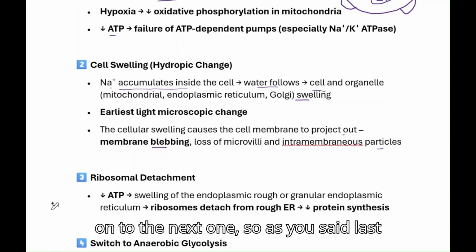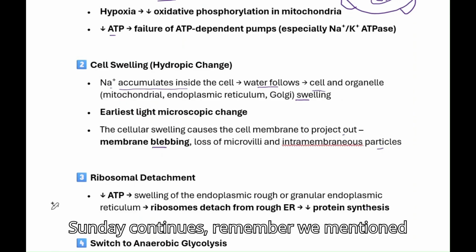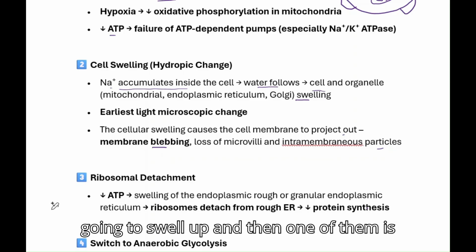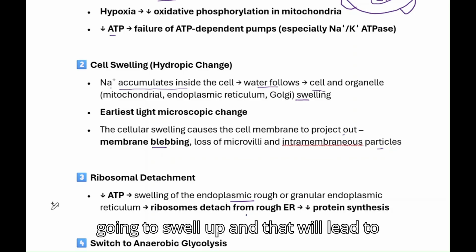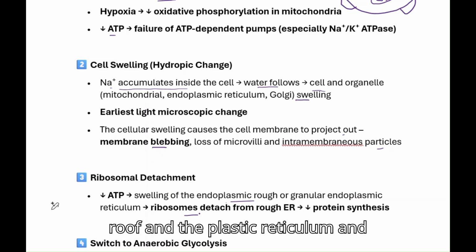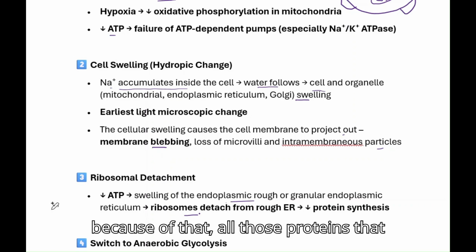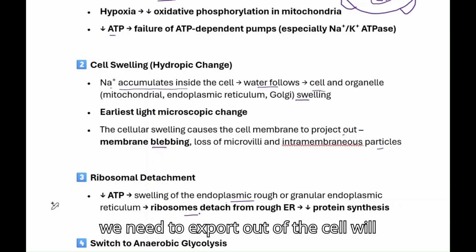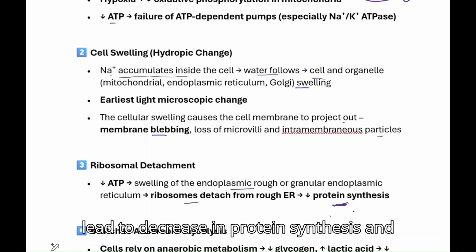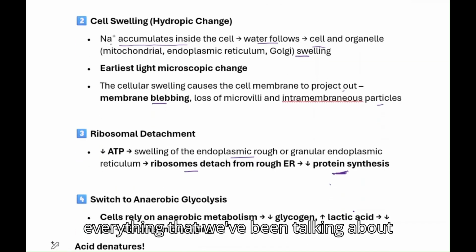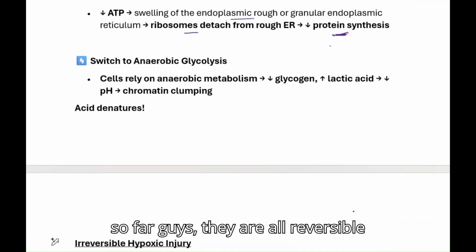So moving on to the next one. As the cellular swelling continues, remember we mentioned that the organelles inside the cell are going to swell up, and one of them is the endoplasmic reticulum. So due to lack of ATP, the endoplasmic reticulum is going to swell up, and that will lead to detachment of the ribosomes from the rough endoplasmic reticulum. Because of that, all those proteins that we need to export out of the cell will not be able to be produced, and that will lead to decreased protein synthesis. And everything that we've been talking about so far, guys, they are all reversible cellular changes.